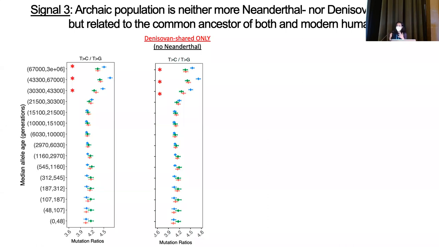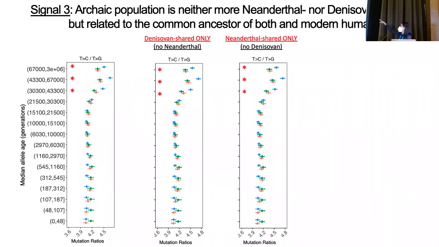So these are mutations where Denisovans have a derived allele, modern humans have a derived allele, and Neanderthals have ancestral alleles. What we find is that the signal is still present. Next, we look at mutations where Neanderthals have the derived alleles, modern humans have the derived alleles, but Denisovans have the ancestral alleles, and here the signal is still present.